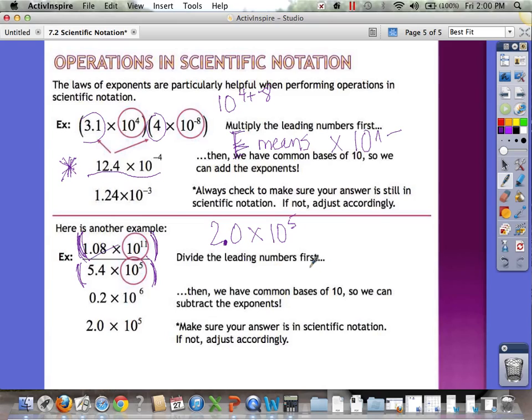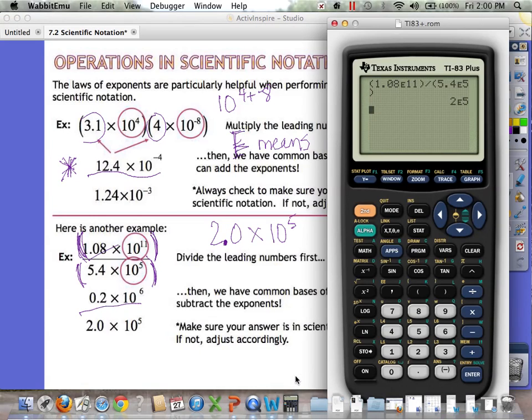Now, you can do it the old school way where you divide 1.08 divided by 5.4, you get 0.2. And then 11 subtract 5 will give you 10^6. But then this is not in scientific notation, and then you have to fix that. So you can do it that way. I think using the calculator is much, much faster.